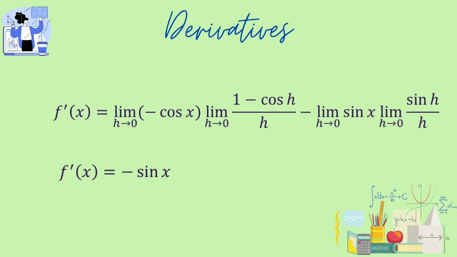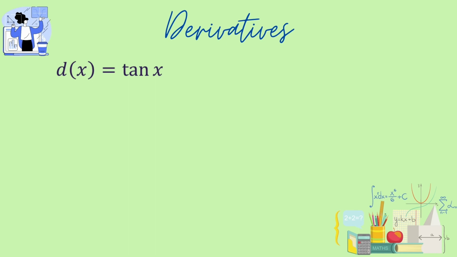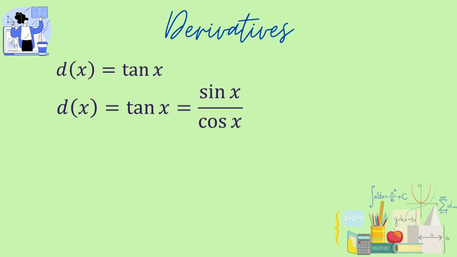We conclude that if f of x is equal to cosine of x, then f prime of x is equal to negative sine x. A similar proof will show us that the derivative of the sine function is the cosine function. In determining the derivative of the tangent function, we consider that it may be expressed as sine x over cosine x. And with this, we can apply the quotient rule.